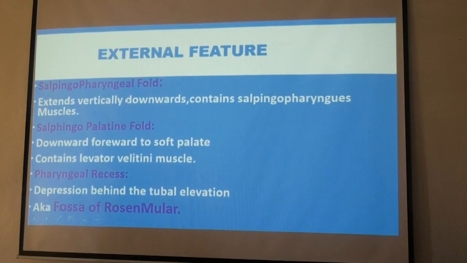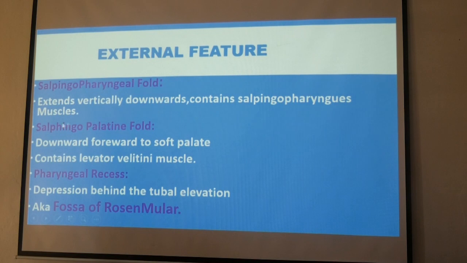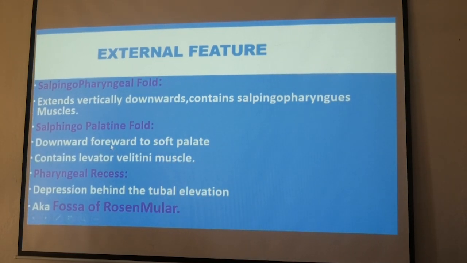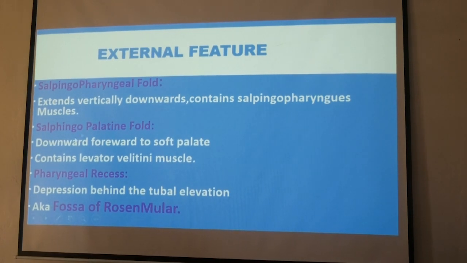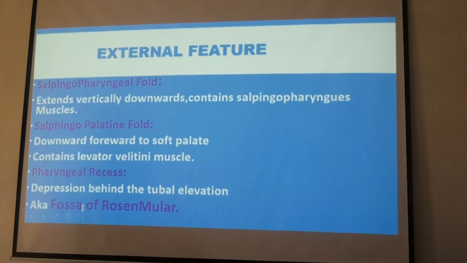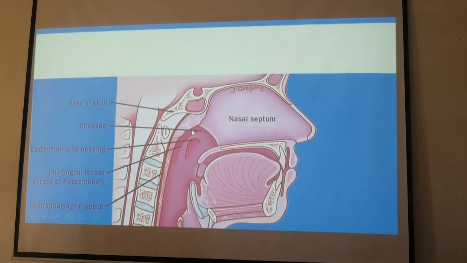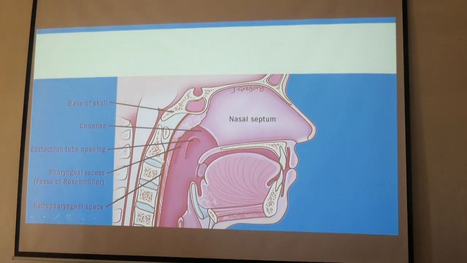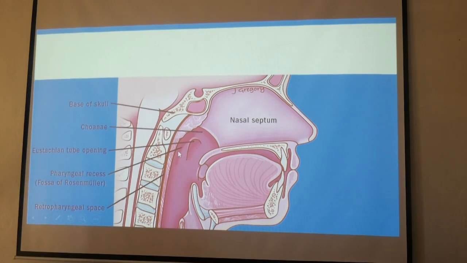So the name signifies salpingopharyngeal, meaning between the Eustachian tube and the pharynx, okay? Then salpingopalatine means between the Eustachian tube and the palate, two folds to be written, and also the pharyngeal recess and fossa of Rosenmuller. So I will write the pharyngeal recess once, okay? So which one is the pharyngeal recess? This one is the pharyngeal recess. Okay? It is all the same.